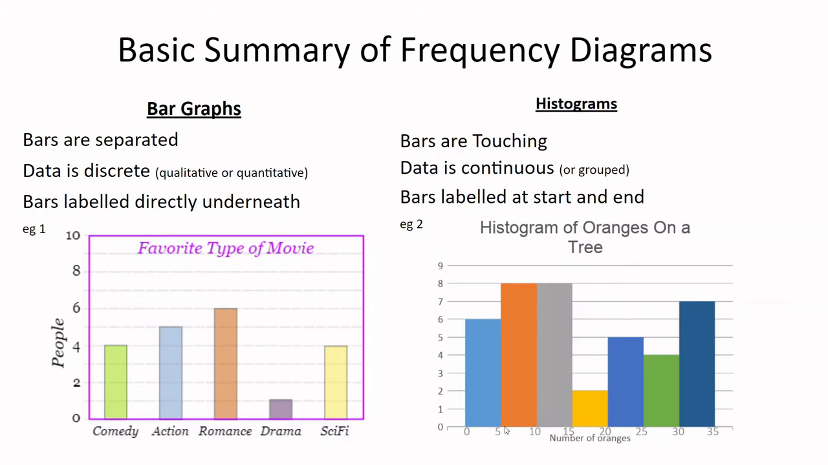These bars are not labeled directly on the bottom. They are labeled at the beginning and ends. The data is continuous because this bar shows how many trees have between 0 and 5 oranges. And the next bar shows the number of trees with between 5 and 10 oranges. There is no space for gaps in between these bars because one bar ends precisely at the value where the next bar will begin.